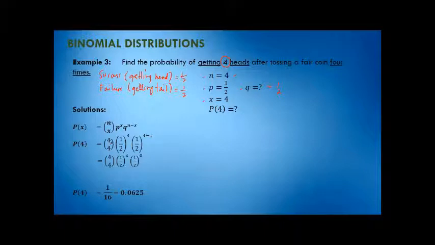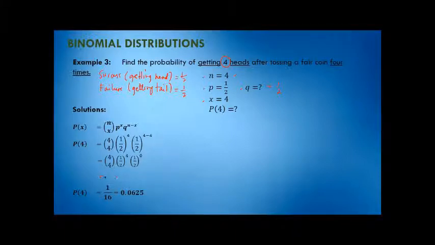Substitute lang natin sa formula. Probability of 4 successes is equal to combination of 4 taken 4 at a time times 1 half raised to 4 times 1 half raised to 4 minus 4. Simplify lang natin. This is the combination of 4 taken 4 at a time times 1 half raised to 4 times 1 half raised to 0 because 4 minus 4 is 0.